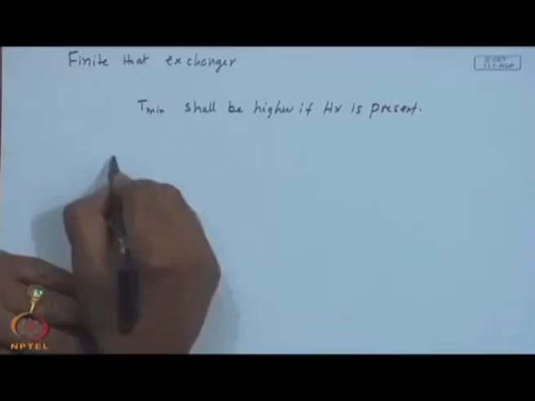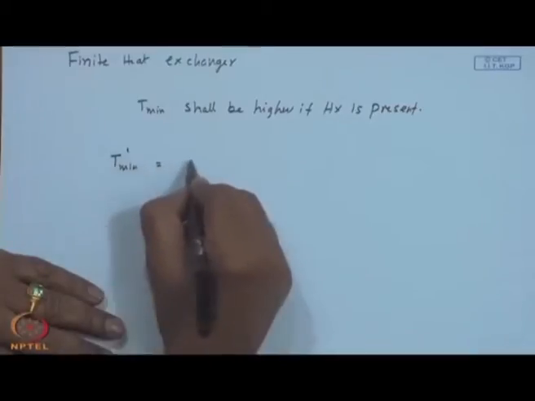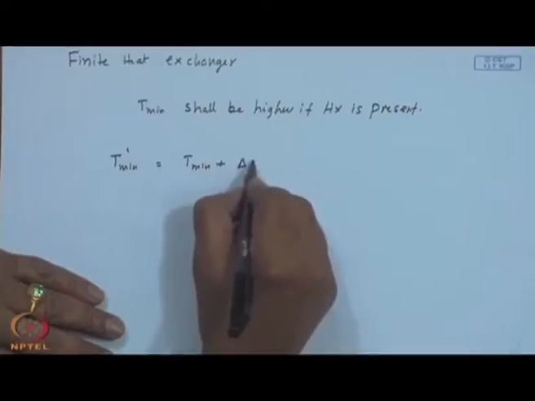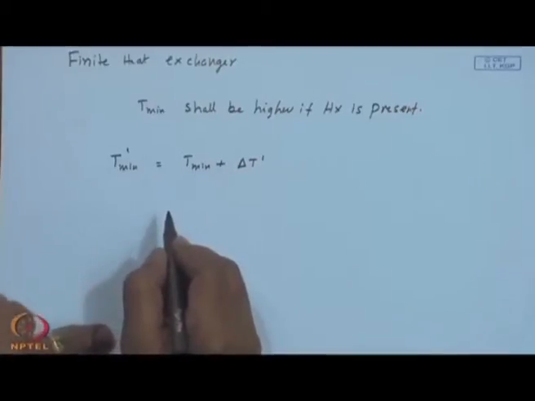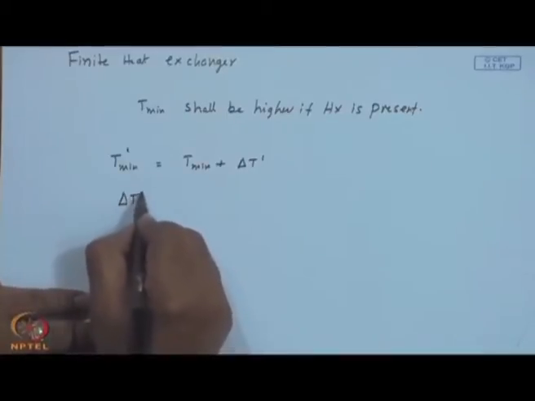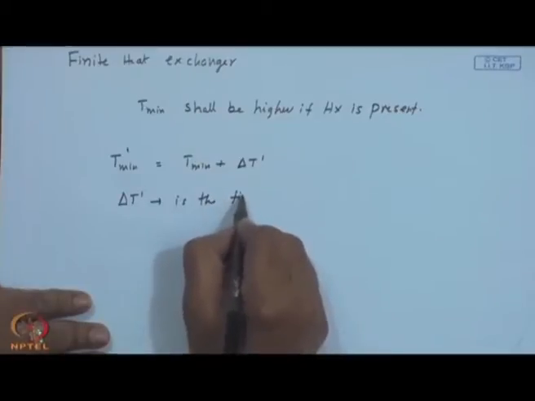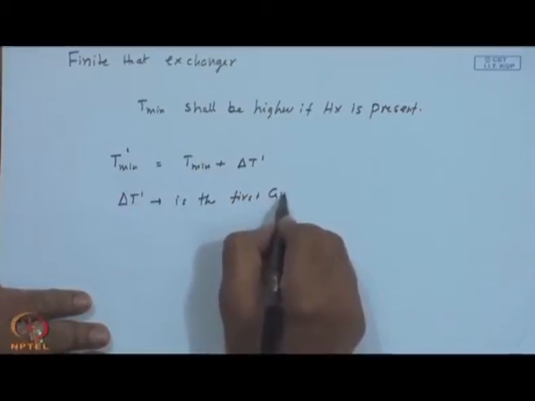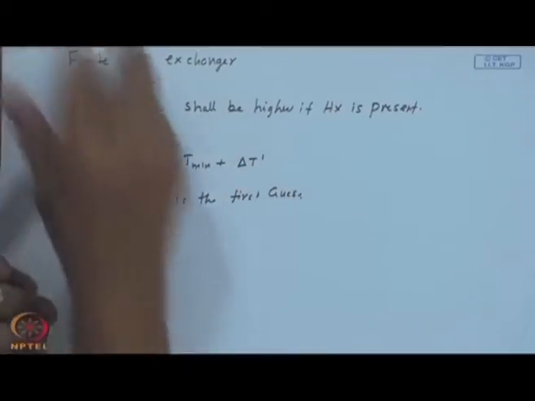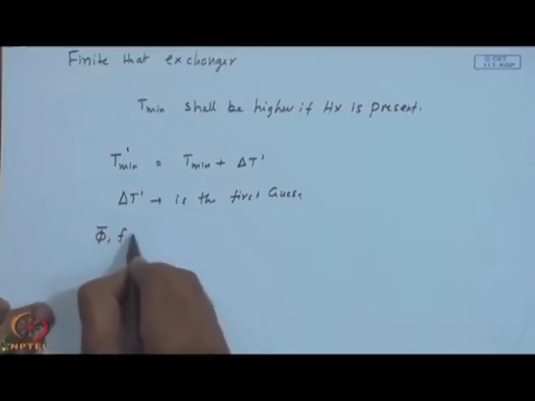So, once again I will assume that T min guessed 1 equal to T min plus some delta T 1, which may be 4 degrees, 3 degrees, like that. So, delta T 1 is the first guess. So, we follow a phi bar F chart procedure.